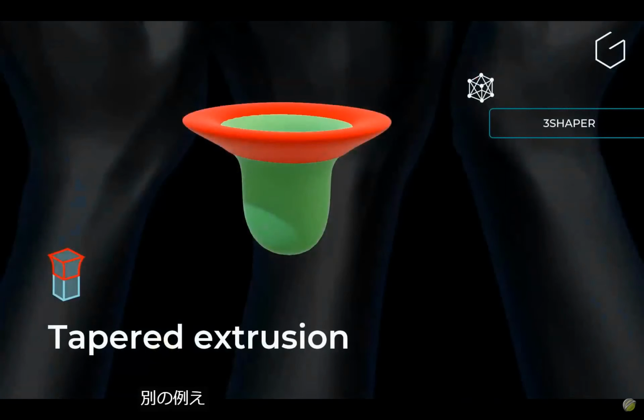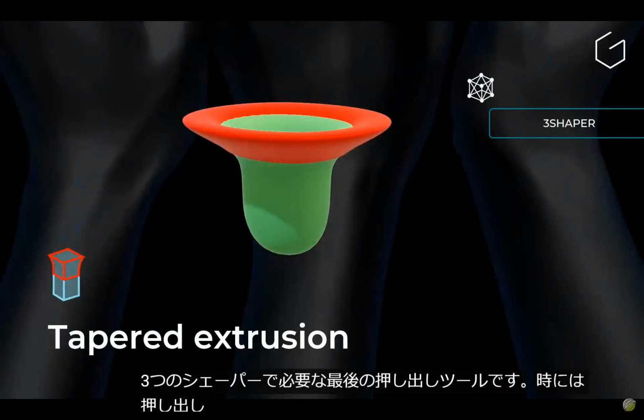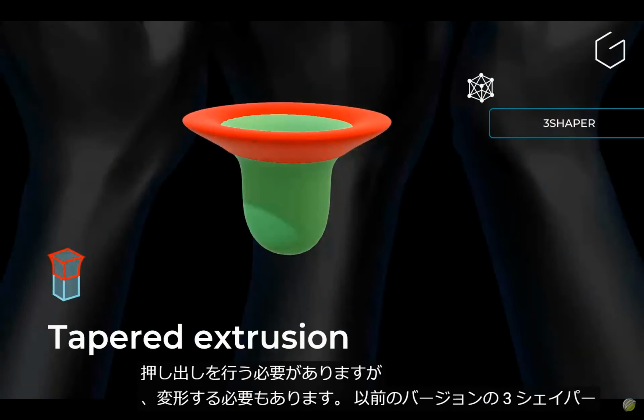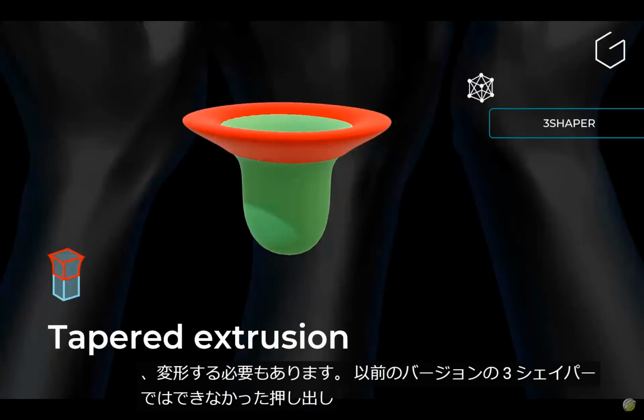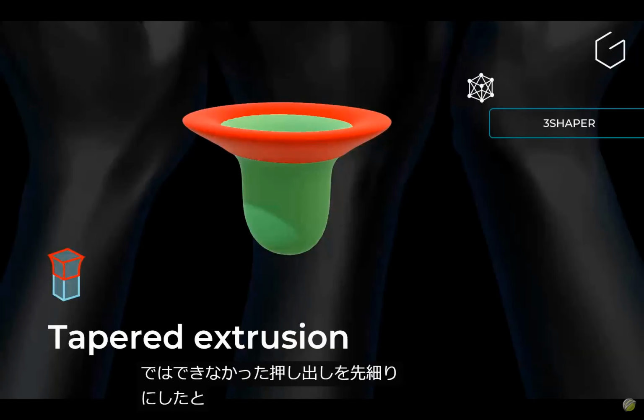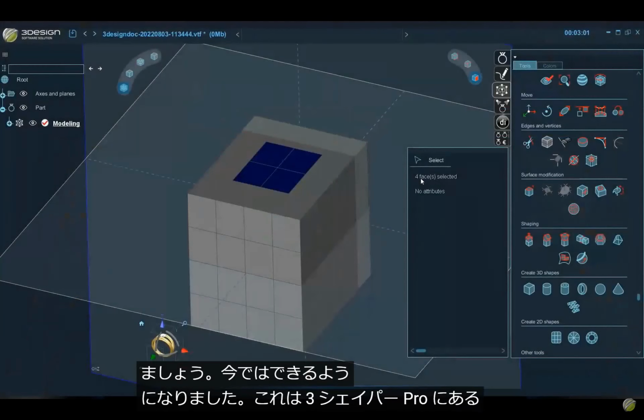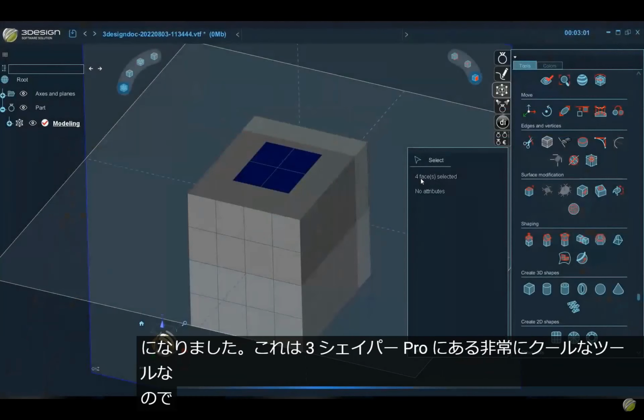Another example, which is the last extrusion tool that we need in 3Shaper. Sometimes you have to do an extrusion, but you also have to deform. We can say we taper the extrusion. It was not possible to do that in the previous version of 3Shaper. Now you can do it. And this is a really cool tool that we have in 3Shaper Pro.